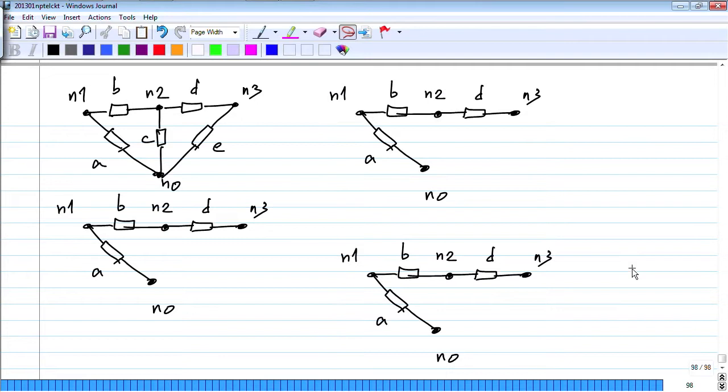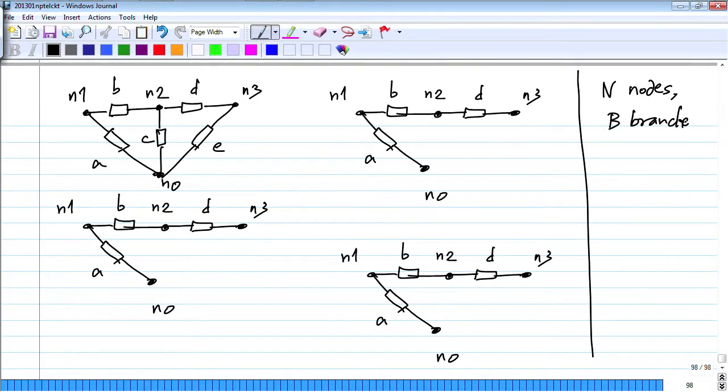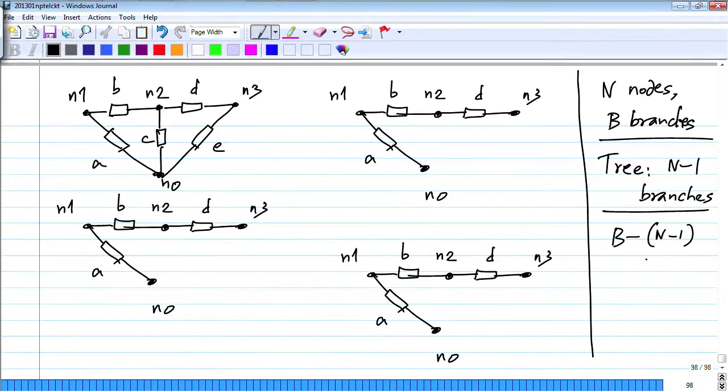Now, as I said, first of all, if you have a circuit with n nodes and B branches, any tree you choose will have n minus 1 branches. So clearly the remaining branches will not be in the tree, that is B minus (n minus 1) branches. We have a total of B branches and the tree has n minus 1 branches. So the remaining B minus n plus 1 branches will not be in the tree.